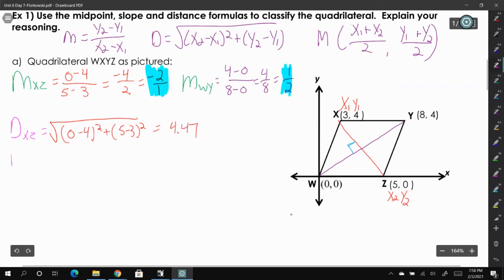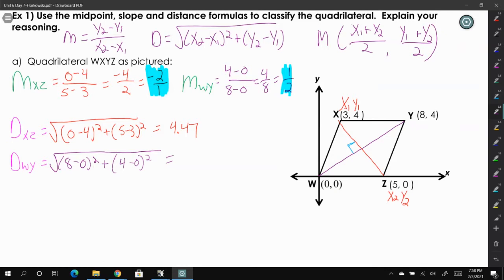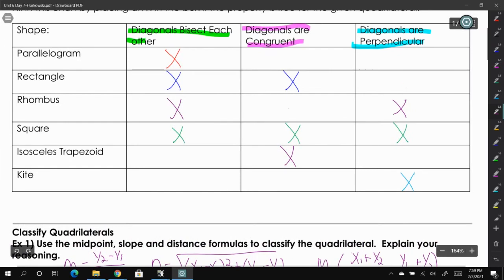Now I'm going to do the same thing for WY. So we'll have 8 minus 0 squared plus 4 minus 0 squared. And I'm going to do that in my calculator over on my phone. And I get 8.94. So the diagonals are not congruent, so this can't be a square. So this is either a kite or a rhombus.